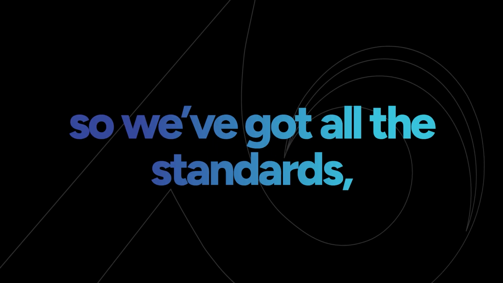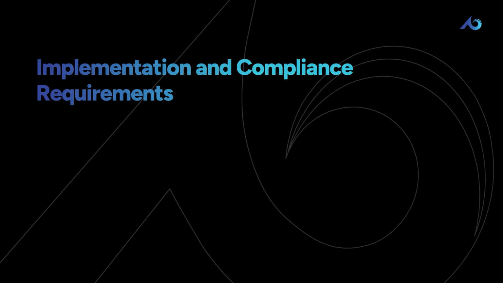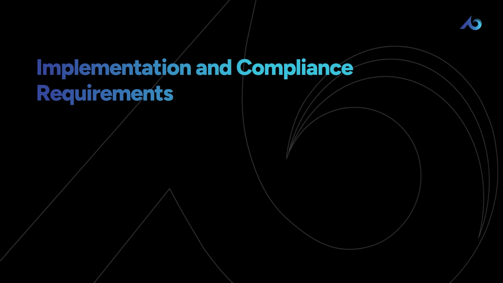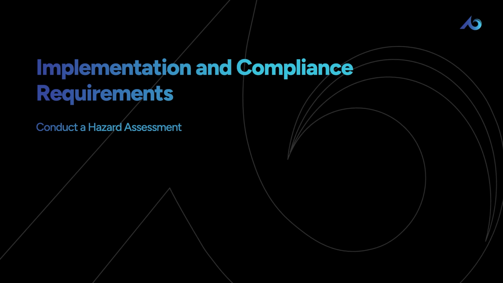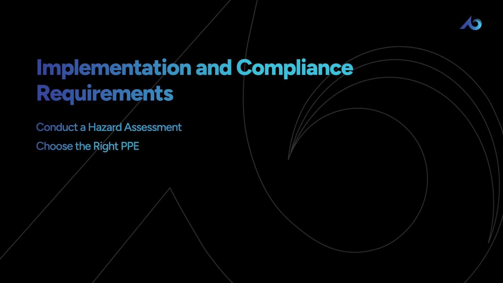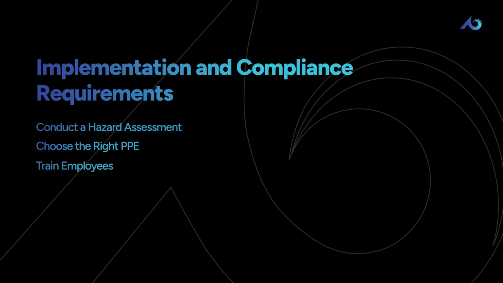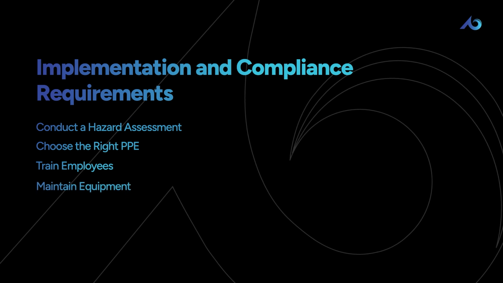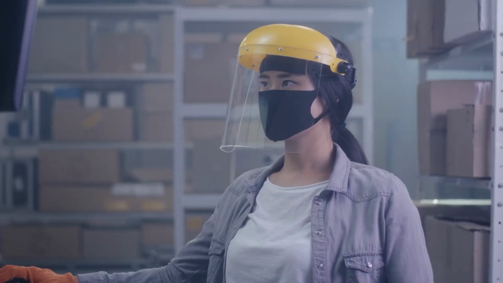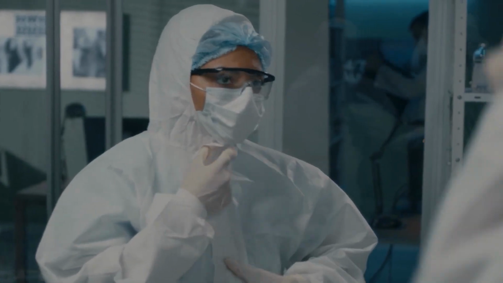Okay, so we've got all the standards, but how do we actually put them into practice? Implementation and compliance are key here. Employers need to conduct a hazard assessment, identify the TB risks in the workplace. Based on the assessment, select the appropriate PPE. Train employees. Make sure everyone knows how to use the PPE correctly. Maintain equipment. Regularly check and maintain the PPE to ensure it's in good working condition. Following these steps helps ensure that everyone is protected and that the workplace complies with OSHA regulations.